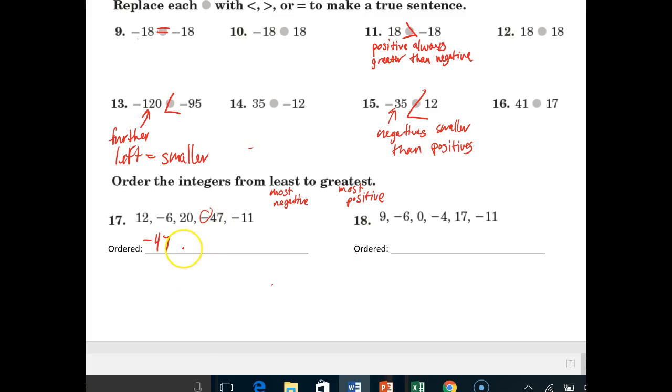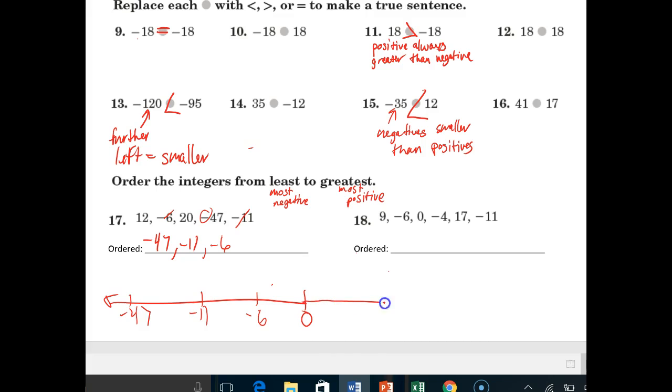All right, what's next? As I move left to right on the number line, here's negative 47. I'm making my way back to 0. What pops up first? Negative 11 pops up first. Maybe not exactly right there, but negative 11. Now, as I continue to make my way through to 0, what pops up next? Negative 6 will pop up next. Boom, right there.